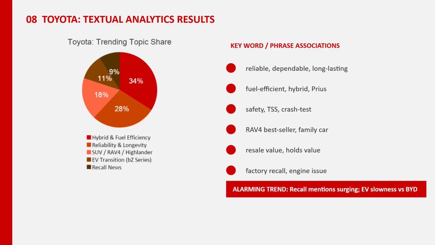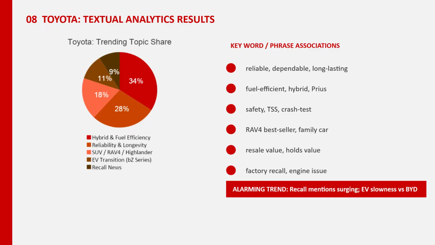It's also the second largest cluster on this pie chart we got here, 28% at reliability and longevity. Words like dependable, long-lasting, and trusted appear repeatedly. This is Toyota's core brand promise, showing up organically in social conversations without the brand even having to ask.